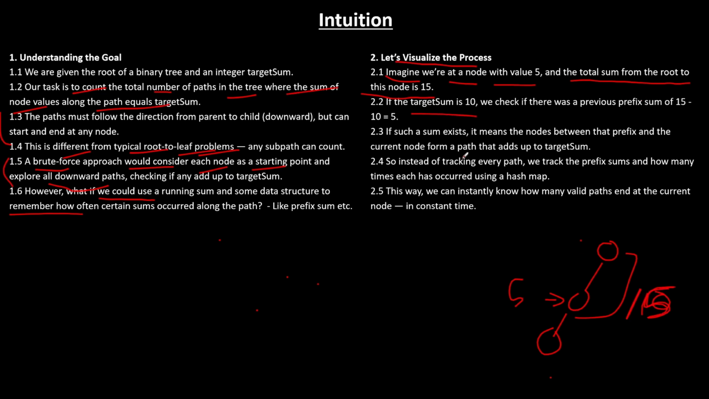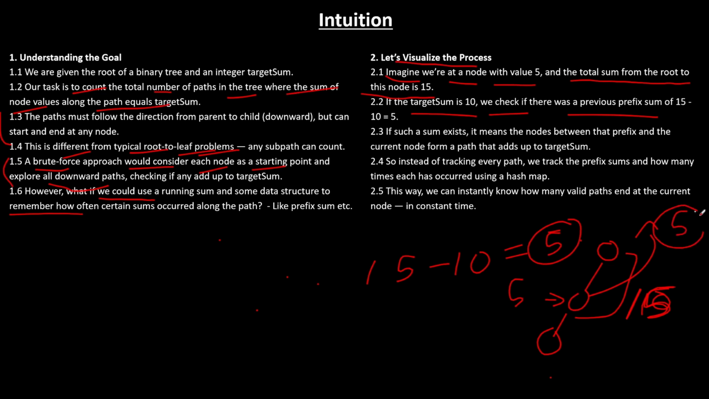If the target is 10, we check if there is a previous prefix sum of 15 minus 10. 15 is the total sum, 10 is the target, and it equals 5, right? So we will check if there was any previously 5 value present in our path, and if it was present, that means there was a target sum of 10 in the path from a parent node to the particular node. Fine. So to clear this thing, let me take another proper example and make it understandable to you.